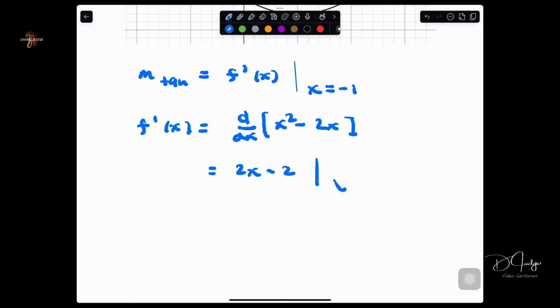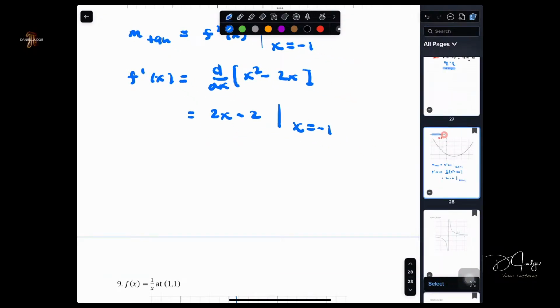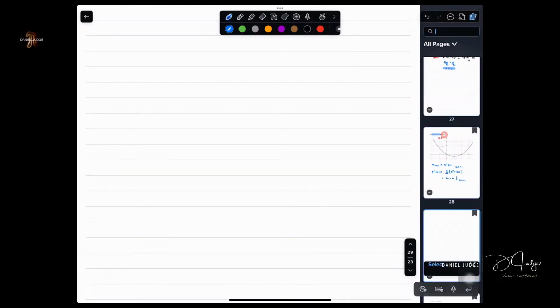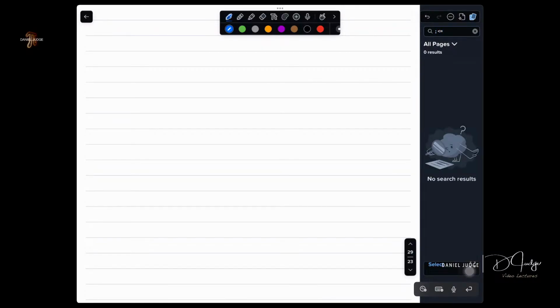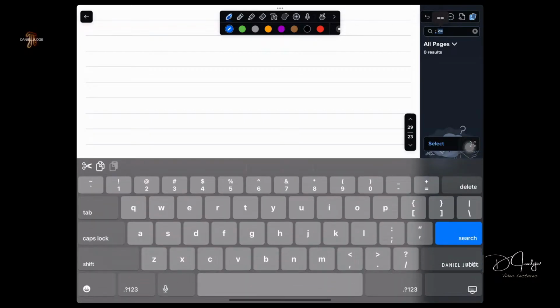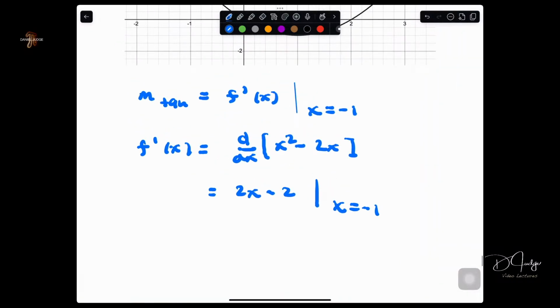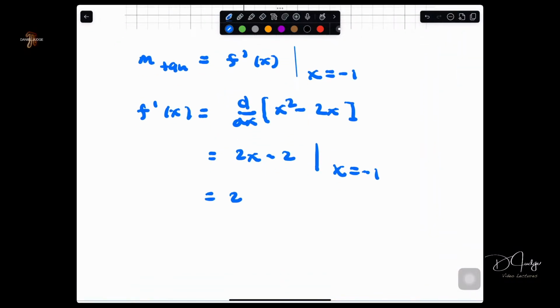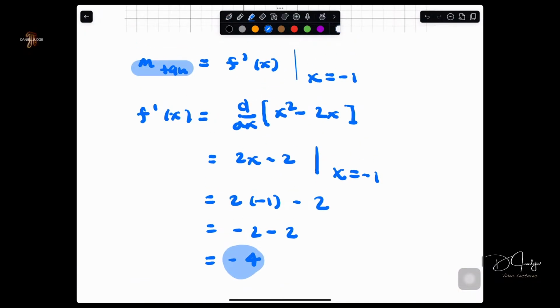We're going to evaluate this at x is -1. So let's plug in -1, and you get -2 minus 2, which is -4. Here's m tangent, -4.